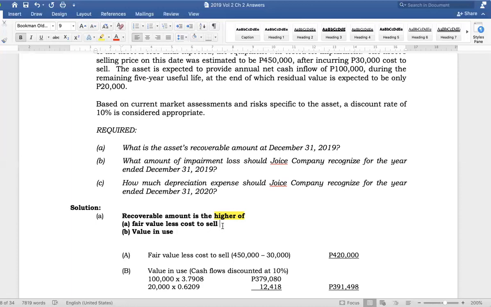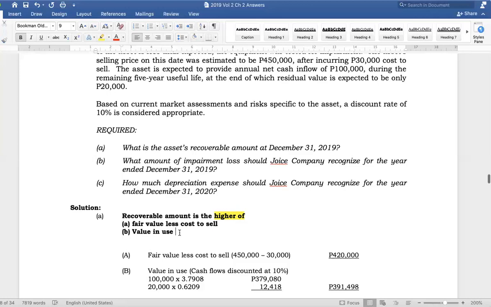Okay, so fair value less cost to sell is just as is. That is almost identical to net realizable value, that is estimated sales price minus cost to sell. Whereas value in use is the discounted cash flow from the use of the asset.